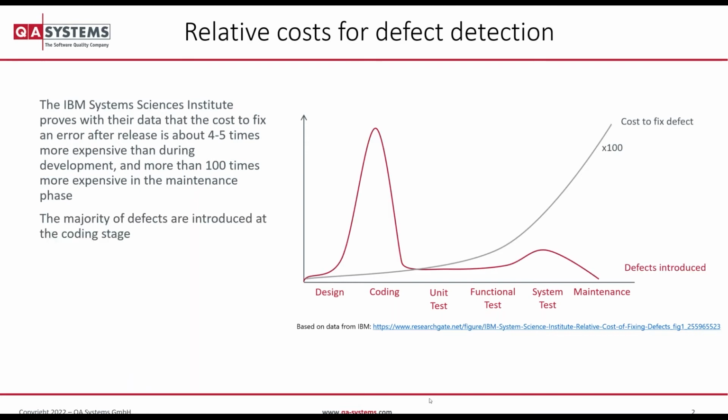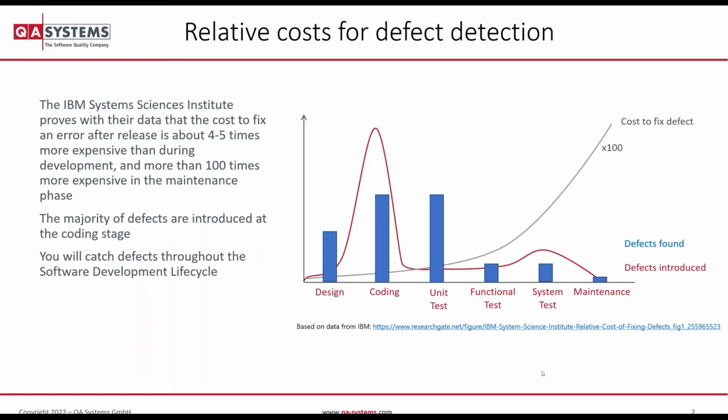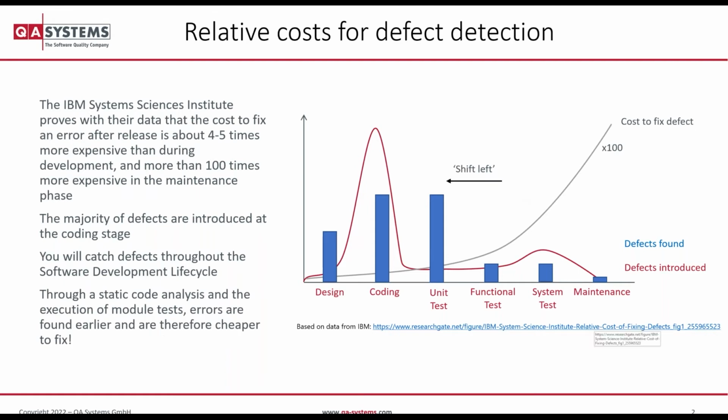Now, the majority of the defects are anyhow introduced at the coding stage. And of course, you will catch defects throughout the whole software development lifecycle. But what is very important is the shift left. That means through the use of static code analysis and the execution of module tests, errors are found earlier and therefore much cheaper to fix. So this is the real aim why we should invest in static code analysis and dynamic testing.